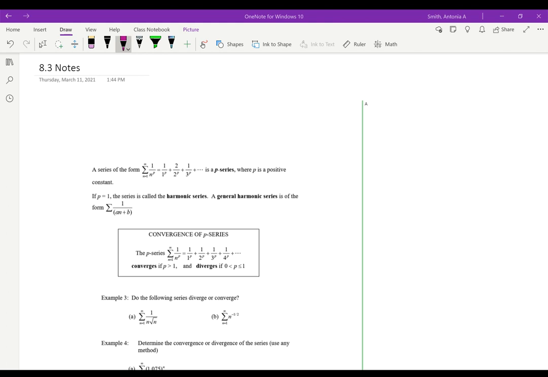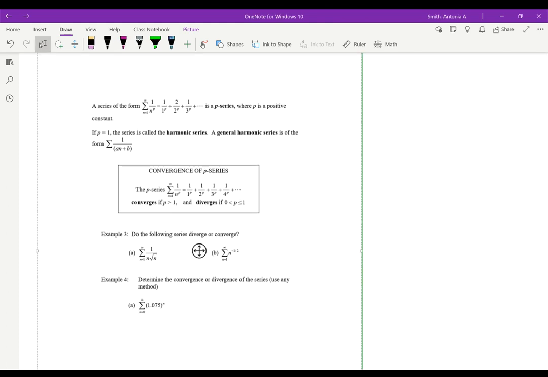So now we're going to move on to the p-series. So a series of the form, the sum of n equals 1 to infinity of 1 over n to the p is called a p-series, where p is a positive constant. If p equals 1, the series is called the harmonic series, as we saw. The general harmonic series is of the form of the sum of 1 over an plus b. Okay, so the convergence of a p-series: the p-series converges if your exponent p is greater than 1 and diverges if it's between 0 and 1.